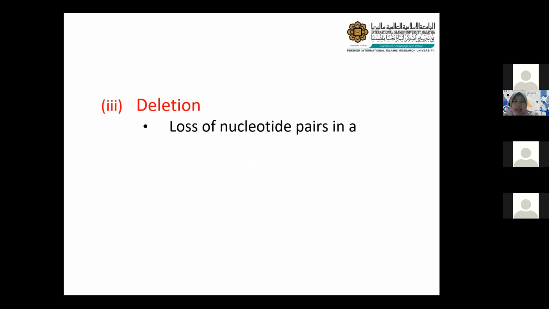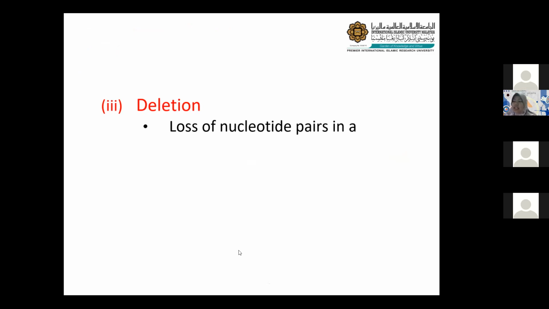Okay, deletion. Now we go to deletion. We are still discussing gene mutation or point mutation. Ingat, kita dah habis pasal insertion, kita dah habis pasal substitution, right? With the example of disease due to insertion and due to substitution. Okay, now we go to deletion.